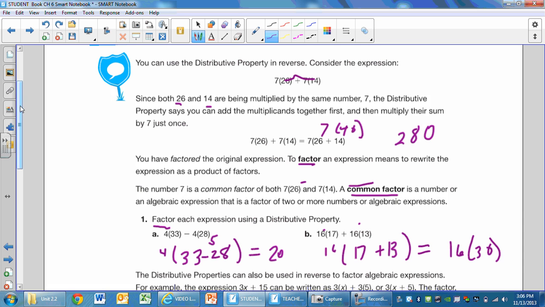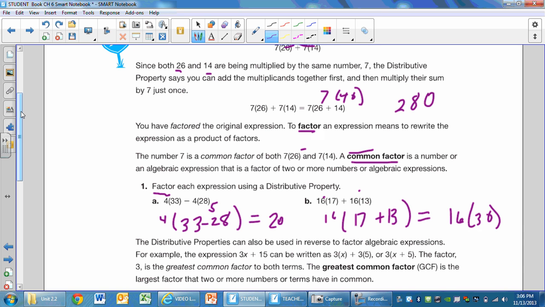All right, the distributive property can also be used in reverse to factor algebraic expressions. For example, the expression 3x plus 15 can be written by taking out the 3: 3 times the quantity x plus 5. The factor 3 is the greatest common factor to both terms, and we learned about common factors earlier. The greatest common factor, known as the GCF, and this should look familiar to most of us, is the largest factor that 2 or more numbers or terms have in common.